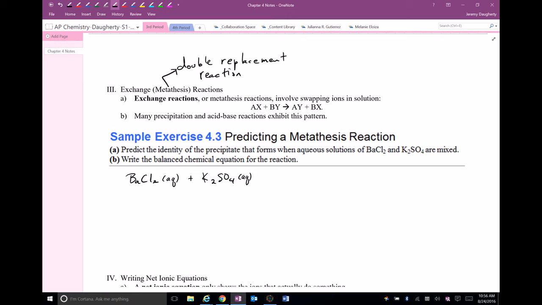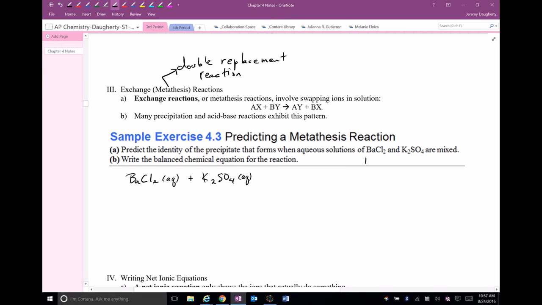Right? So what's going to be the precipitate? Is the potassium getting together with the chloride going to be the precipitate, or the barium getting together with the sulfate? The barium with the sulfate, right? Because we know that potassium is a group 1 metal. Any group 1 metal is going to be soluble, right? So really for letter A here, the identity of the solid would be barium sulfate.